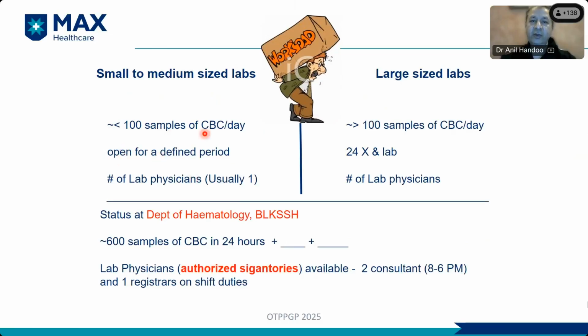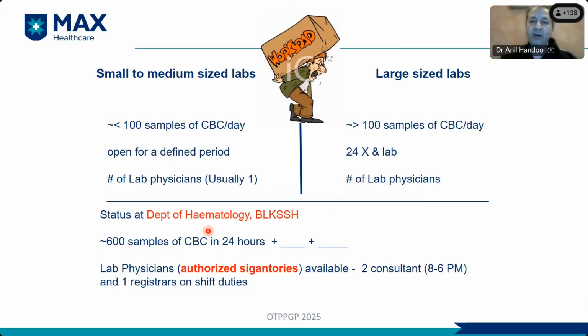And they are usually the small and the medium-sized labs are open for a defined period, not a very long time of the day. But large-sized labs usually operate either 24/7 or they operate at least 10 to 12 hours a day. The lab physicians in smaller labs are usually one, generally owned and operated by the same person. And the large labs have a few laboratory physicians, but how many can vary from lab to lab.